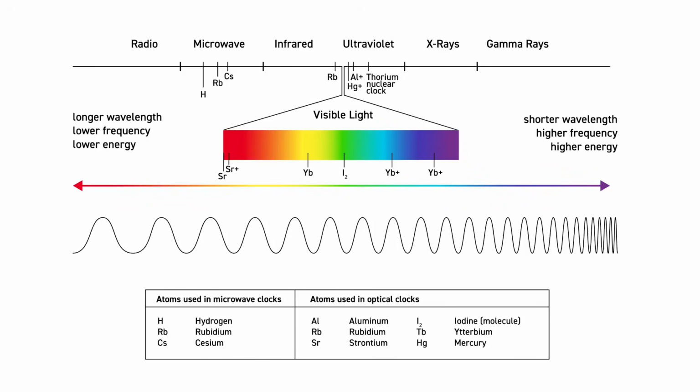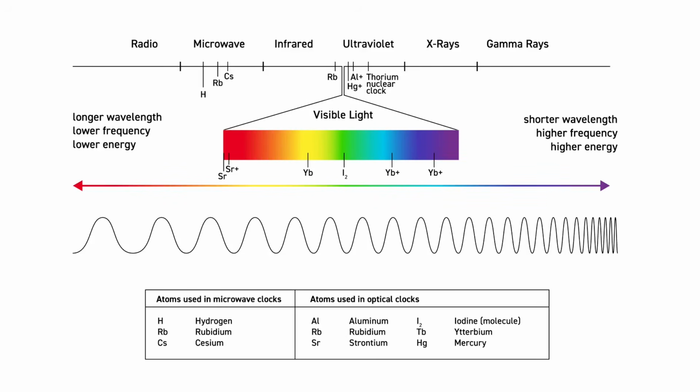But, I mean, what if we apply atomic clock principles to a different atom, one with different properties that result in optical radiation? You know, light, rather than microwaves. Fortunately, there are like half a dozen candidates.